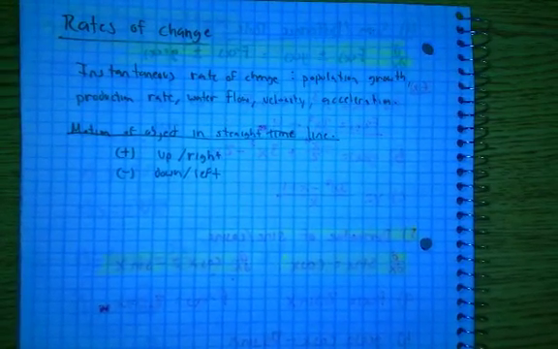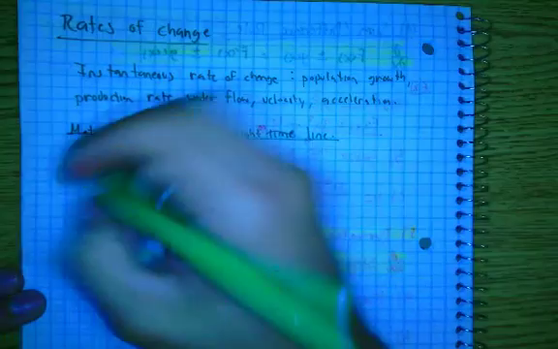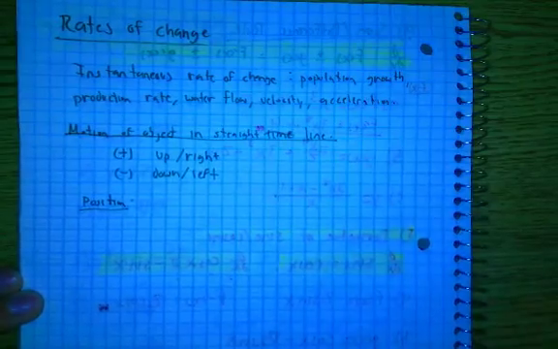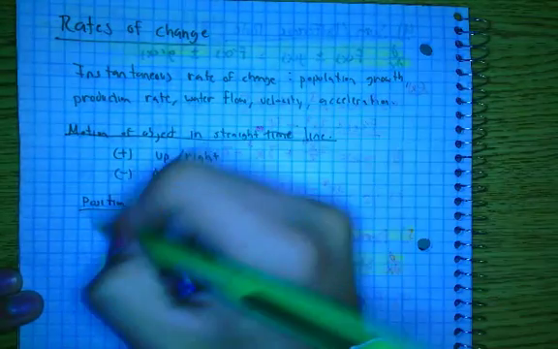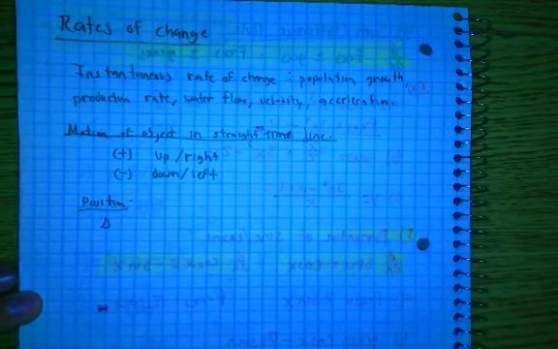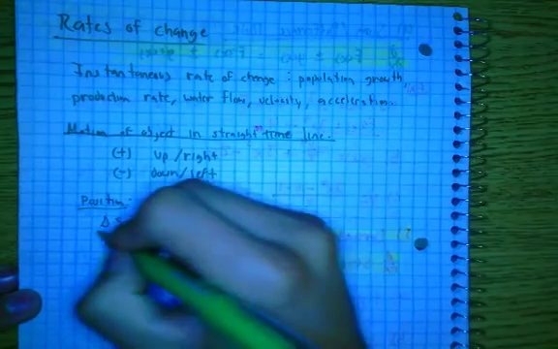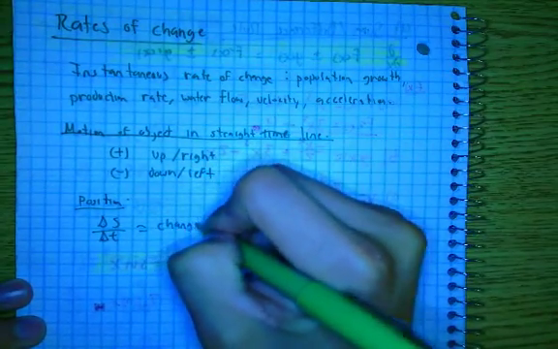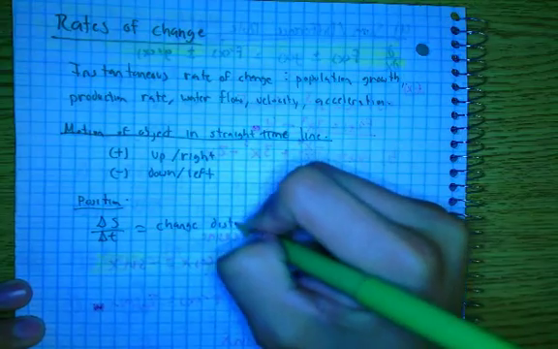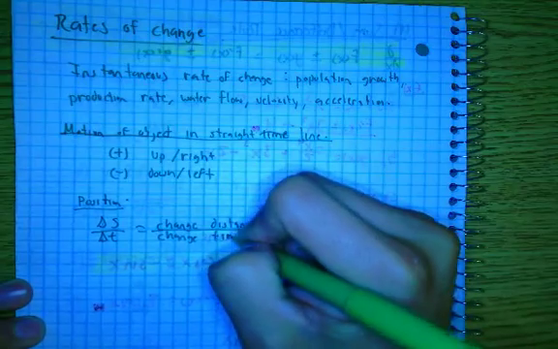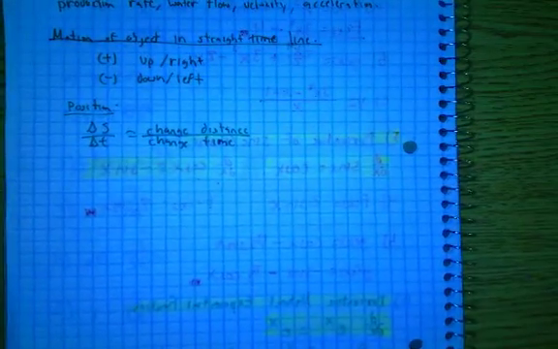Alright, so let's talk about position. You're going to have a position formula. Typically, when we're talking about position and a rate, we're going to talk about the change in distance over a certain time. So we're going to call that change of s over change of t. That stands for change in distance over change in time. Cool.